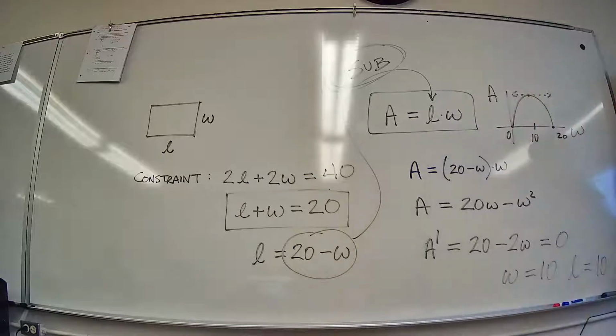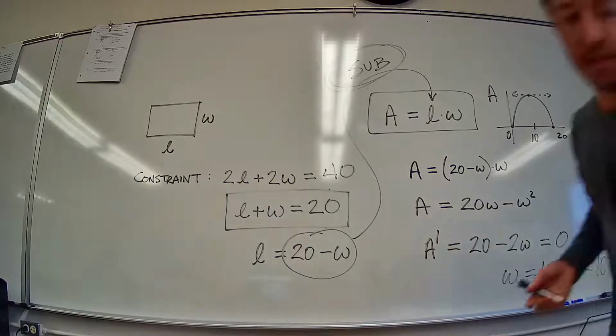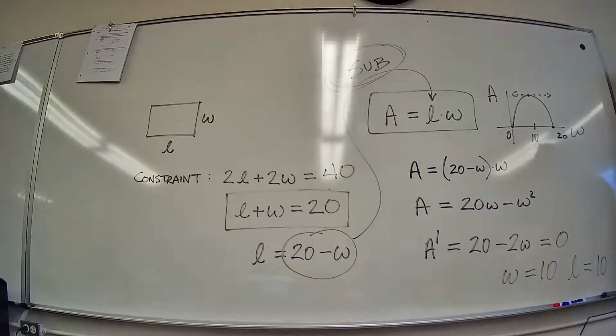I guess the other question I just thought of was, what is the true final answer? Is it the graph or is it the 10 by 10? Well, let's see, it depends on how the question's worded. It says, find the dimensions so that the rectangle has a maximum area. So the way that's phrased, this is the final answer here.